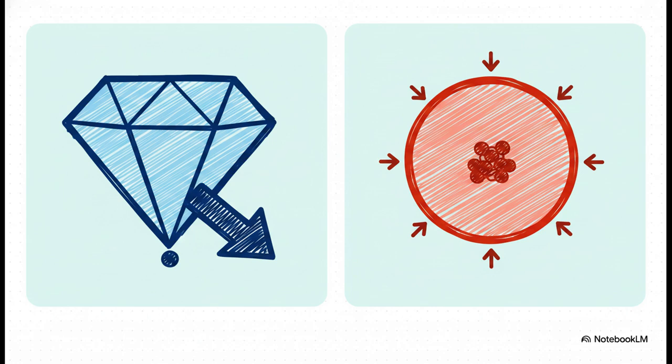Now compare that to L2, or ridge regularization, which uses a circular constraint. L2 will shrink feature weights, making them super small, but it rarely forces them all the way to 0. So L1 actively selects features for you during a single training run.